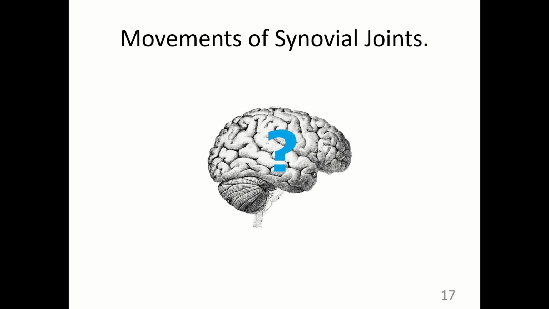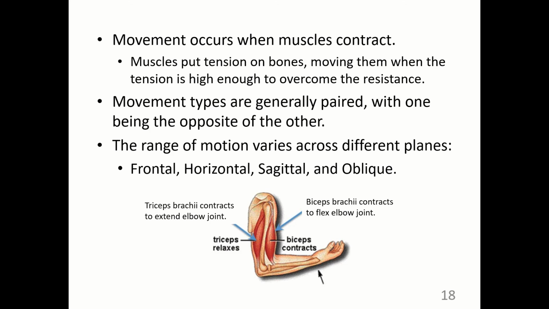Let's look at some movements of synovial joints. Movement occurs when muscles contract. Muscles put tension on bones, moving them when the tension is high enough to overcome the resistance. The resistance will be the weight of your bones and flesh and whatever object you are holding. Movement types are generally paired, with one being the opposite of the other.